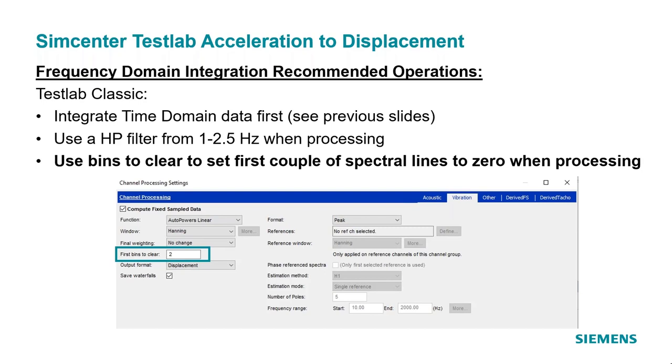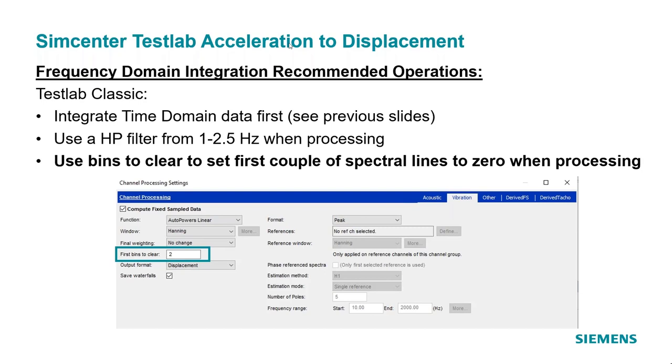What happens is you might get a large spike at 0 hertz or the first spectral line. So if I set the first bin to clear, it would set 0 hertz to exactly 0 amplitude. If I put 2 bins to clear, it's going to put the first 2 spectral lines to 0. Here in this example, I have 1 hertz resolution, so it would put the 0 hertz and 1 hertz amplitude to 0 before it does the integration step. So that's called bins to clear.